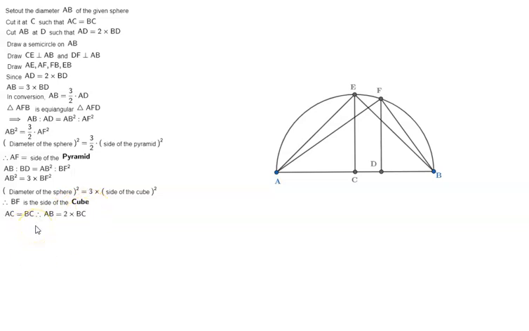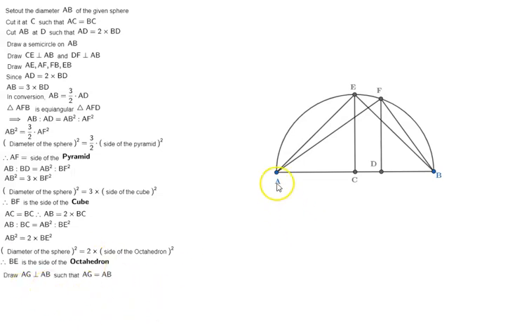AC is equal to BC. Therefore, AB is equal to 2 times BC. AB is to BC as AB square is to BE square, again because of the appropriate triangles being similar. So AB square is also 2 times BE square. And again, we know that the diameter of the sphere square is equal to 2 times the side of the octahedron square. So therefore, BE is the side of the octahedron.